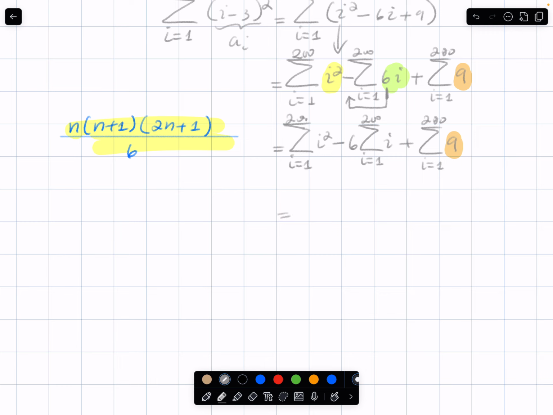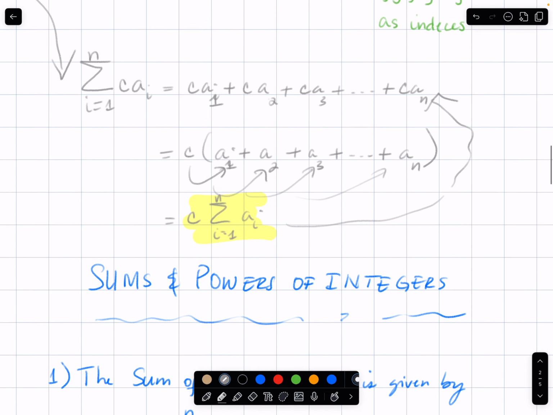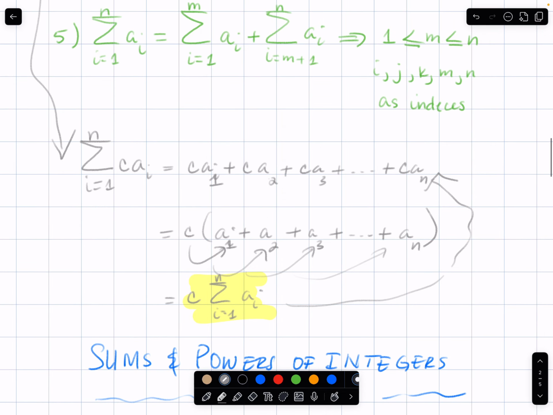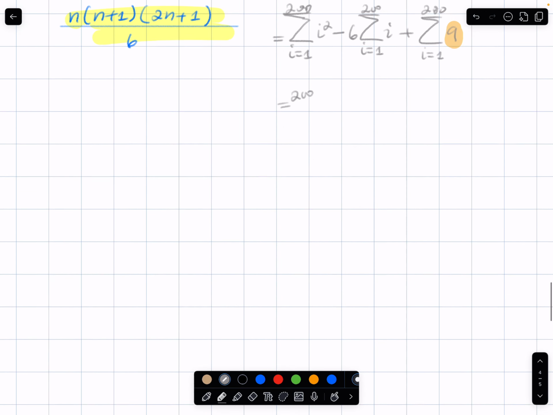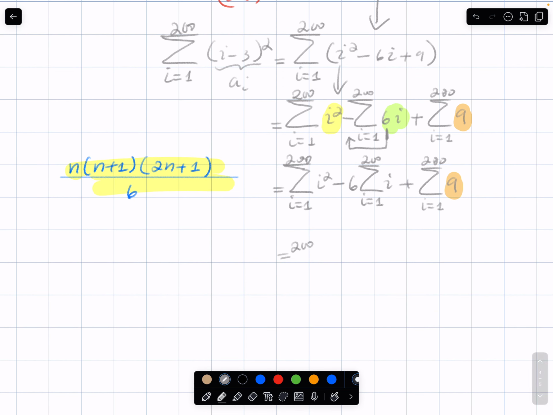So this then will be 200, which is n, because remember when we were doing the sigma notation, we said that that's n, right? So n will be 200, right? And then n plus 1, which is 200 plus 1, and then times 2n, so 2 times 200, right? So 2 times 200 will be 400, plus 1, divided by 6, right?